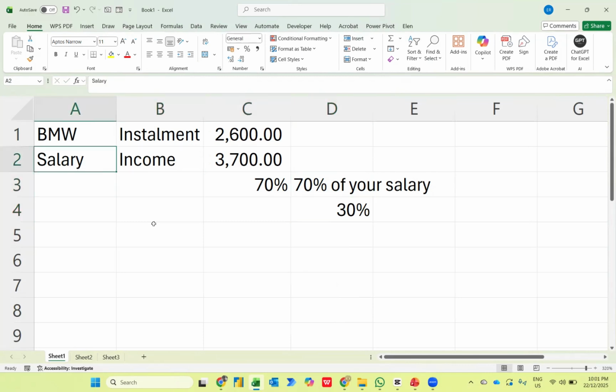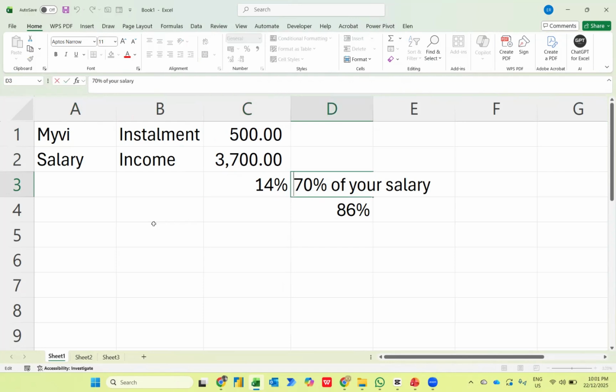However, if a particular individual just buys a simple car, whether it's a Perodua or a Proton, say his installment is just about 500. So 500 over 3,700, you will notice about 14% of the salary goes to cover the installment, and the person has the remaining 86% of the money to survive.